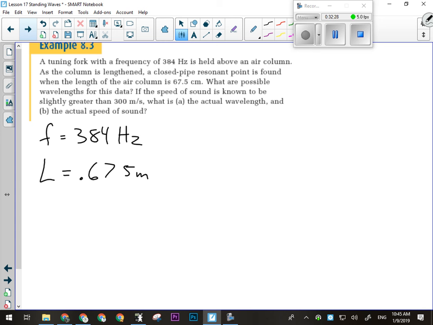All right, what are the possible wavelengths for this data? Basically they're saying this may or may not be the first resonant point that was heard. This is where a resonant point was found, but they're not telling us which resonant point it was. So if it was the first resonant point, what would the wavelength be?